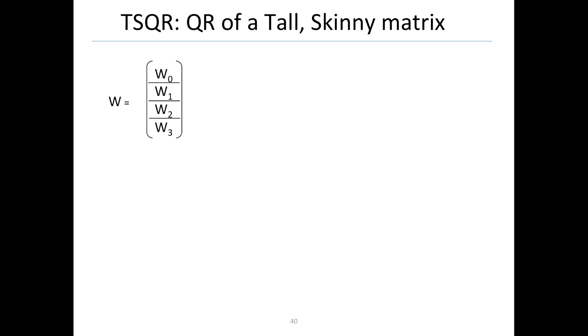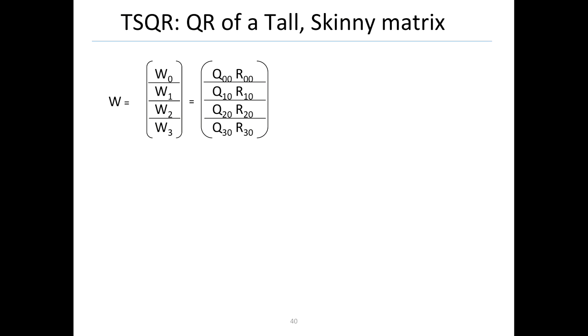Let me go on to QR, which turns out to be a rather different looking algorithm. So let me suppose I have a tall, skinny matrix on 4 processors, and each processor is assigned 1/4 of the rows. So each one of these W sub i's is mapped to processor i, and I want to do its QR decomposition. So here's what the algorithm is going to do. I'm going to start by doing no communication at all and just doing a local QR decomposition. So each processor just factors its local submatrix into Q times R. And so I haven't communicated yet.